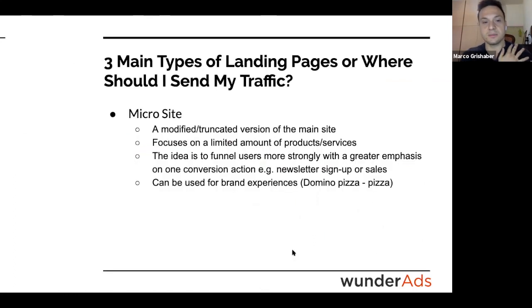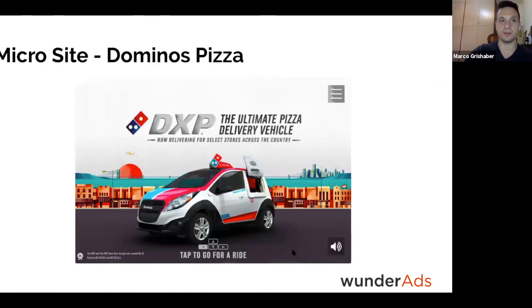Another site type: we have the main sites, now we have the microsites, which are a modified, truncated version of the main site. It focuses on a limited amount of products and services. So they can be used to help brands achieve a number of things. For example, some companies have used them to highlight a specific campaign or target specific buyer personas, or they just want to tell a short story. In the next slide, I have a quick example of Domino's Pizza, which I'm showing you here.